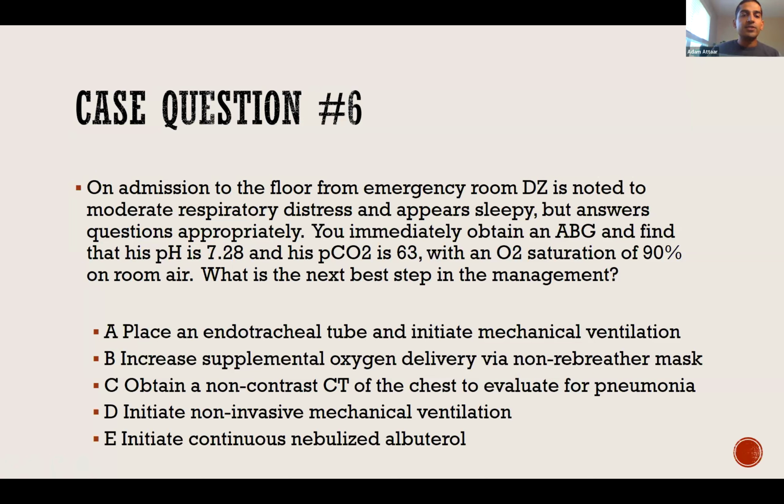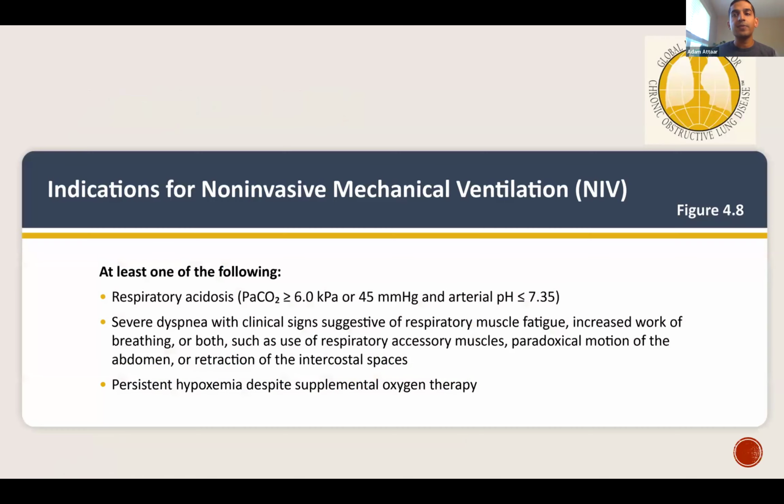So the right answer here is you want to initiate them on a trial of non-invasive mechanical ventilation. So what are indications for its use? Per the GOLD guidelines, there are three main ones. The patient has respiratory acidosis, a pH less than 7.35. If there's signs of increased work of breathing, for example, use of accessory muscles, or the patient is showing signs of respiratory muscle fatigue. And third, if there's signs of persistent hypoxemia despite using supplemental oxygen.